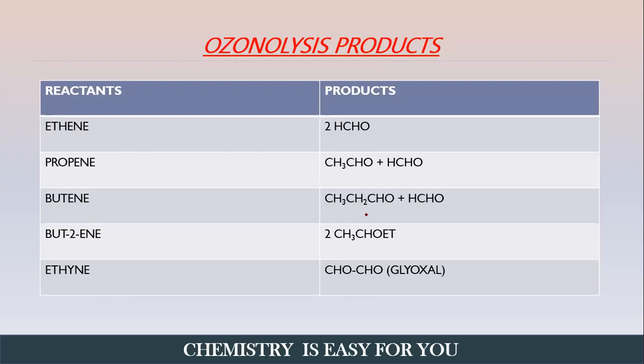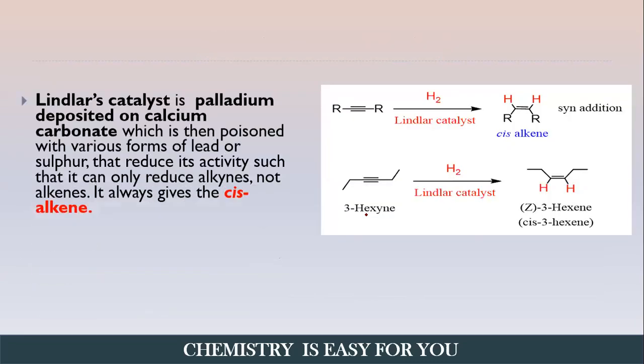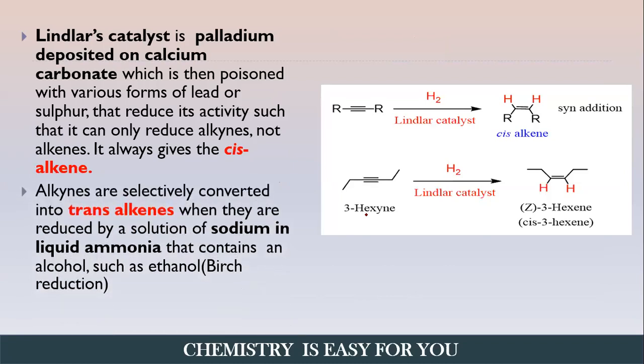This is very important. Next, this is a very interesting thing. We can selectively convert an alkyne into a cis alkene by using Lindlar's catalyst. What is Lindlar's catalyst? It is palladium deposited on calcium carbonate. So if you see something like Pd, CaCO3, your answer should always be a cis alkene.